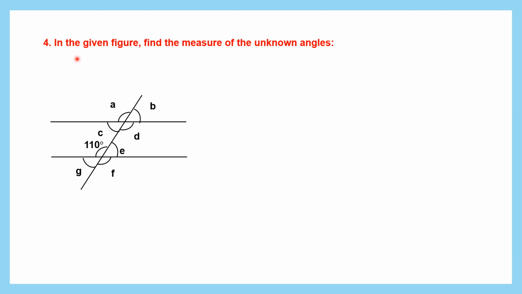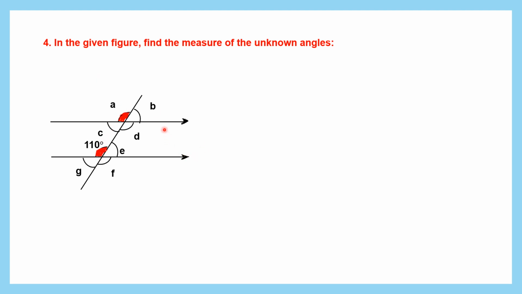Question 4. In the given figure, find the measure of the unknown angles. So here, as you can see, only 110 has been given. All the others are unknown. That is A, B, C, D, E, F and G are unknown. We have to find the measure of all these angles, and we only have one angle given to us. So let's begin by looking at angle A and this angle that is given to us.